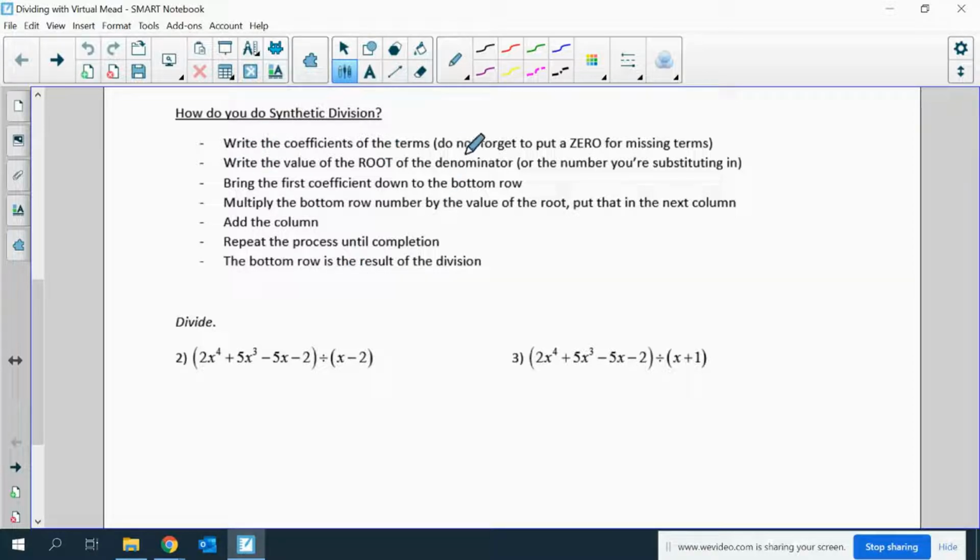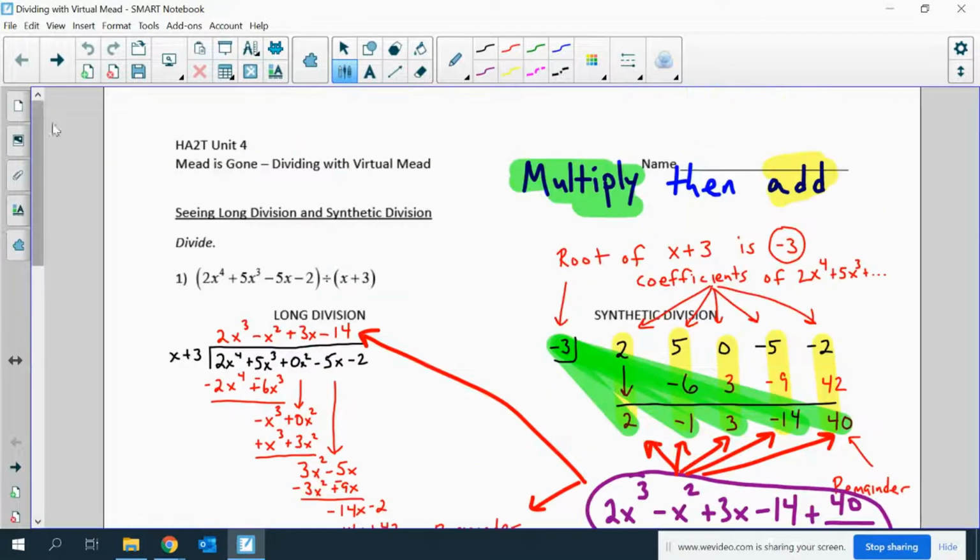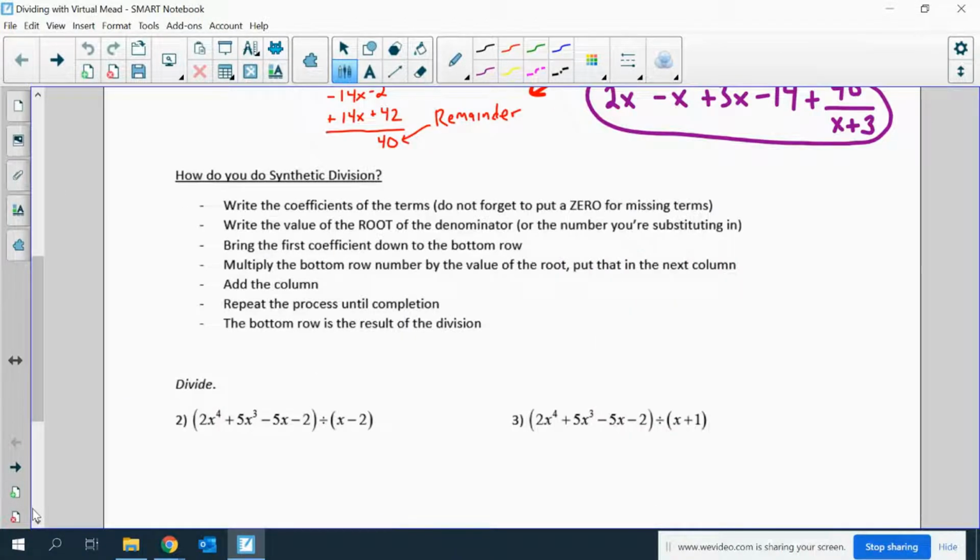Write the coefficients of the terms. Do not forget to put a 0 for missing terms. Write the value of the root of the denominator, which is the same thing as the number that you would be substituting in if you're talking about a substitution problem. Bring the first coefficient down to the bottom row, multiply the bottom row number by the value of the root, put that in the next column, then add the columns and repeat the process. So you already saw this up here, but we will just do this a little bit more.